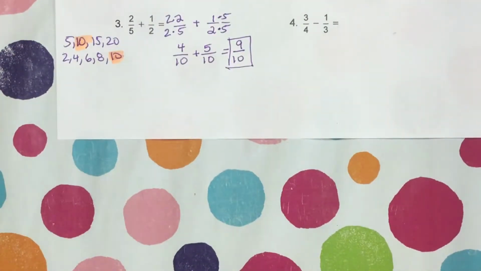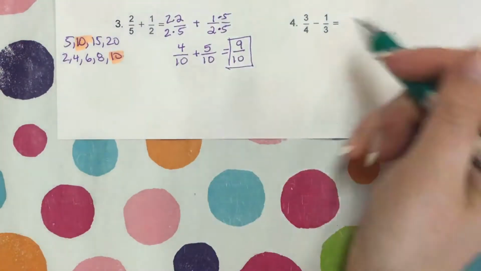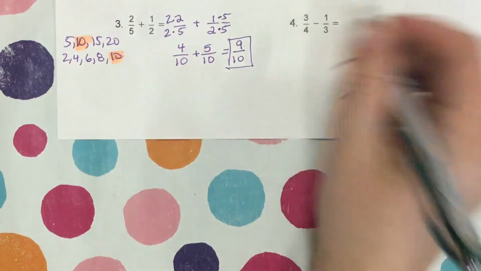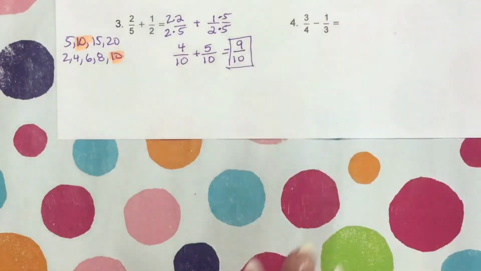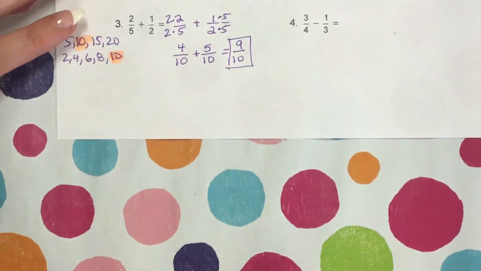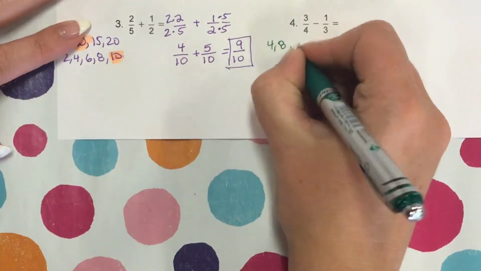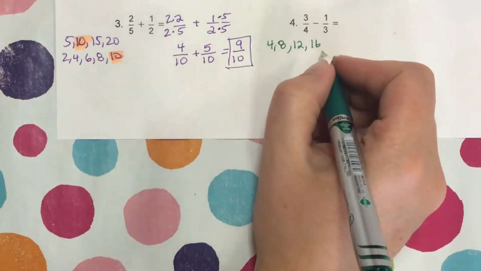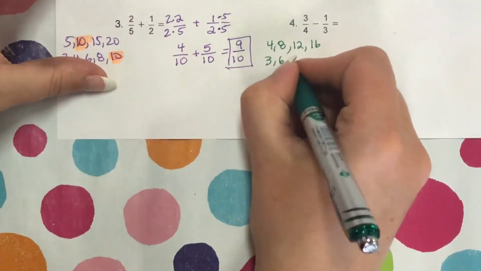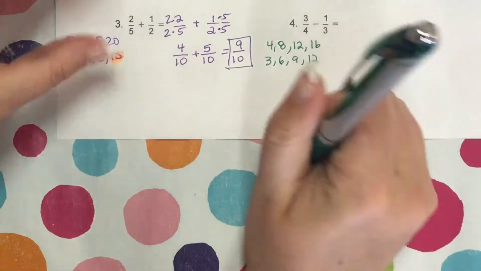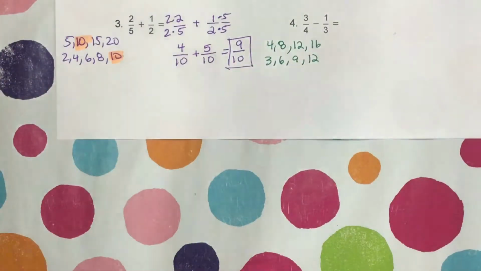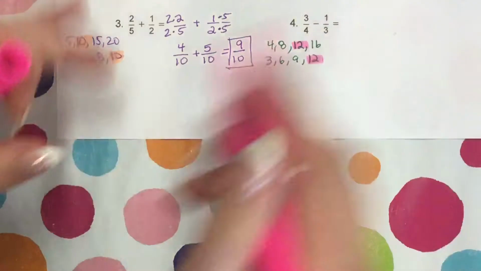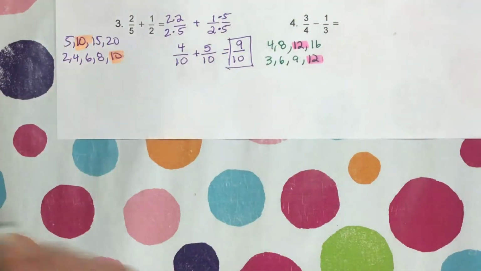Whoops, sorry. Number 4. Here we go, 3/4 minus 1/3. So first thing we have to do is figure out what that least common multiple is going to be. So I'm going to count by 4s: 4, 8, 12, 16, and then I'm going to count by 3s: 3, 6, 9, 12. Oh, they both have a 12. Perfect. Right there. So that's what my common denominator is going to be.